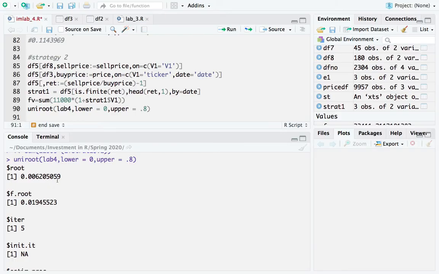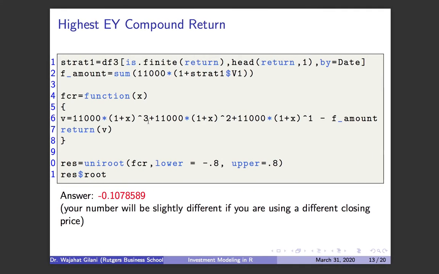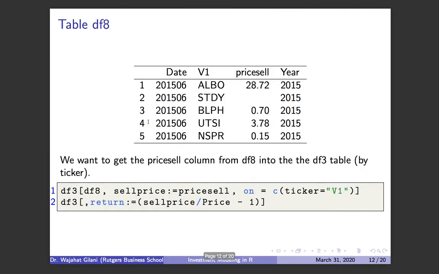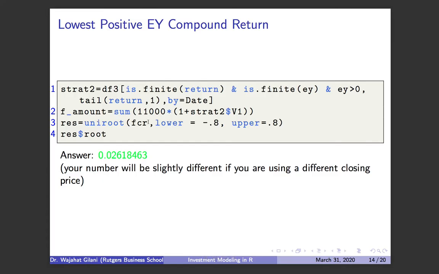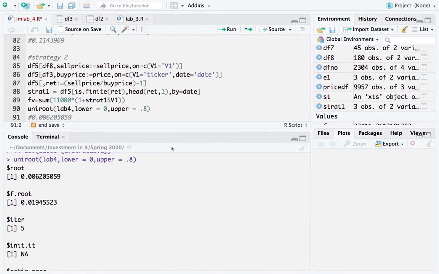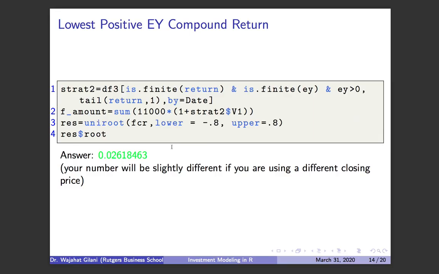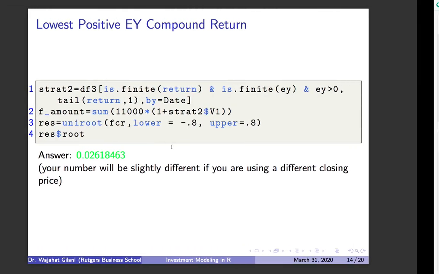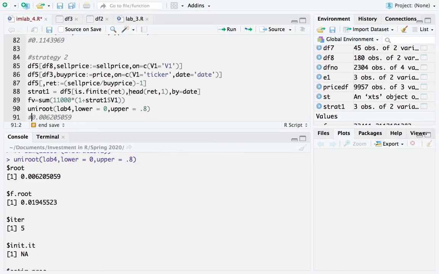Ooh, look at that. So when you had the lowest positive earnings yield, it gave you a return of 0.62% compound return for those 3 years. That's pretty bad. 0.62% compound return. In my slides, strategy 2 was 0.026. So, okay, all right, yeah, this is worse. All right, let's do strategy 3 now.